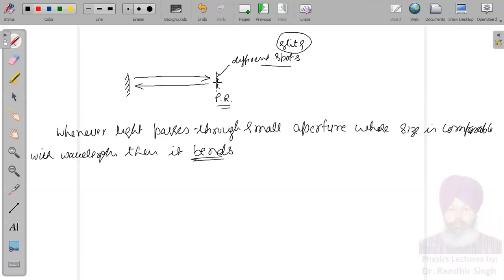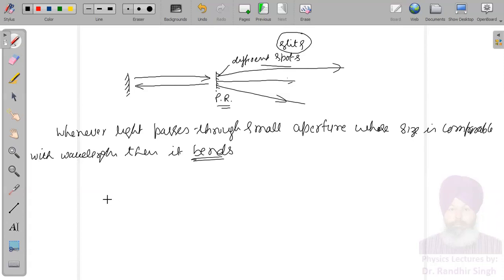So when light comes out of the partially reflecting mirror, it cannot travel straight. It has to bend. Theoretically, we do not include diffraction effects, but practically diffraction effects cannot be avoided. That is the answer, a simple answer. Should I move ahead?